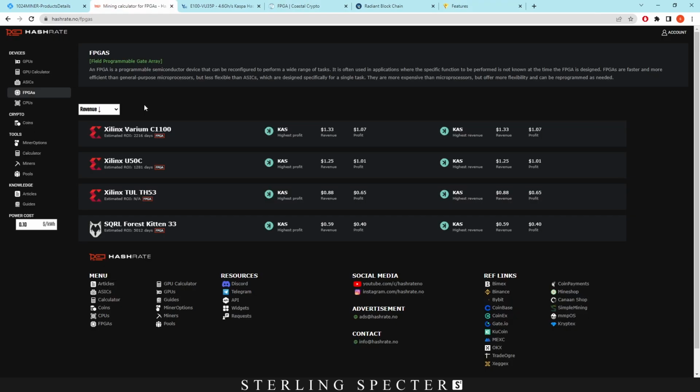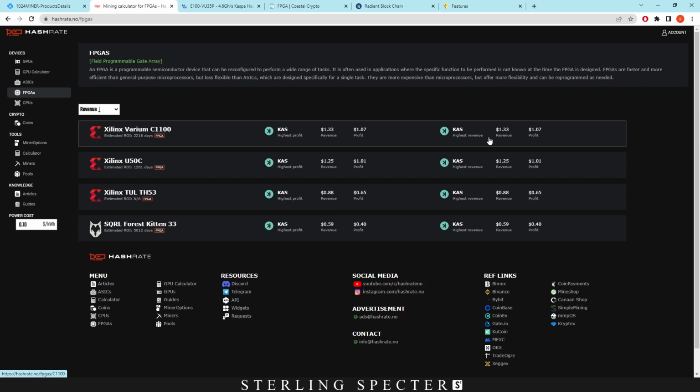And then lastly, I want to look at the FPGAs that are listed on Hashrate NO. As you can see here, there's only four and they only mine Kaspa coin. I believe that that's what they're displaying on Hashrate NO. That's the information that they have. But there could be Bitstreams coming out for these different FPGAs.